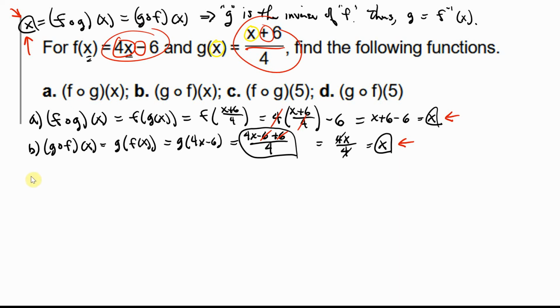Okay. Part C. F composed with G of 5. Look, the result is always just X. So what is X? X is 5. That's it. G composed with F, evaluated at 5. See, 5 is X again. That's it.